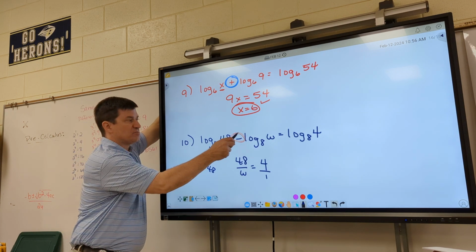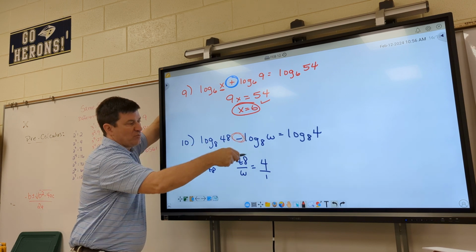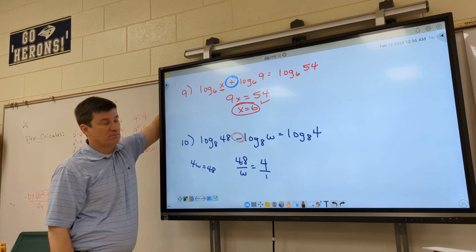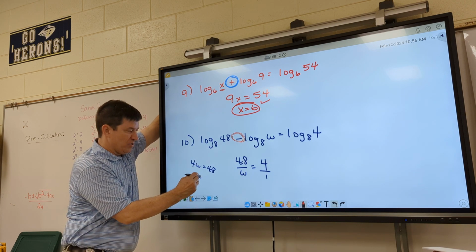All right, so again, subtraction sign, you make it divide, put the first number on top, put the second number on the bottom. And we just turned 4 into 4 over 1. Now I cross multiply, divide by 4. I got W equals 12.